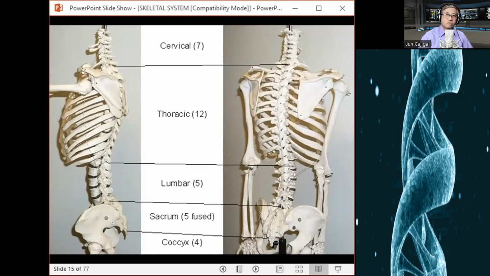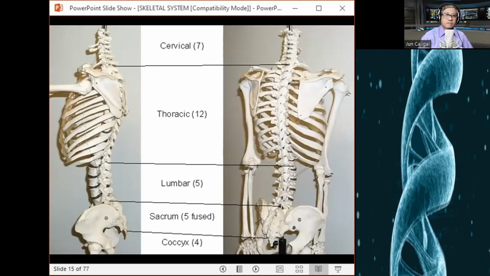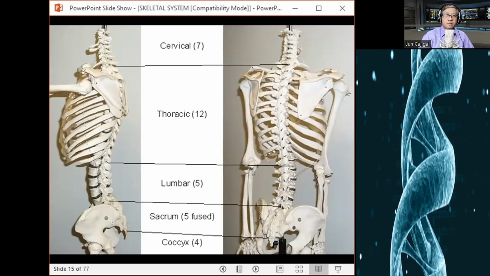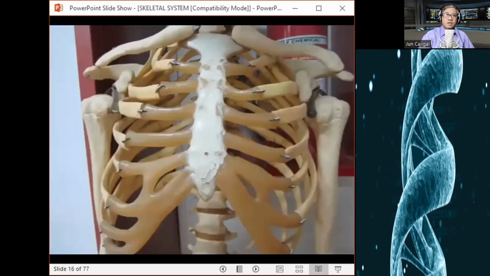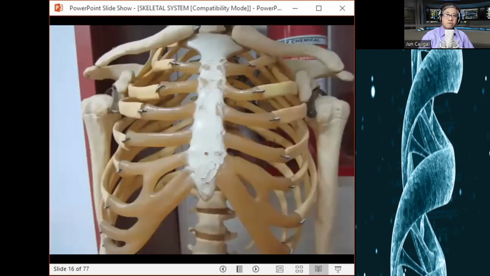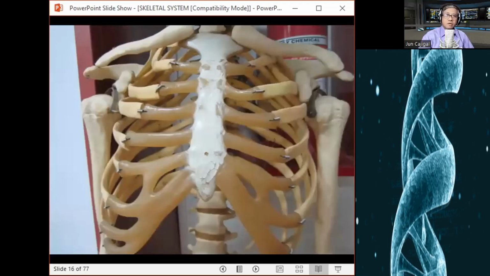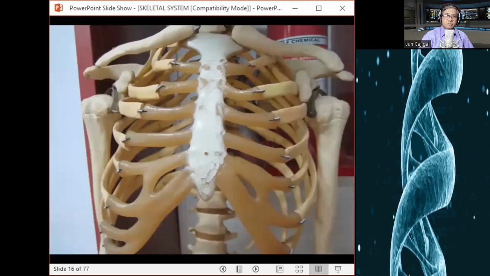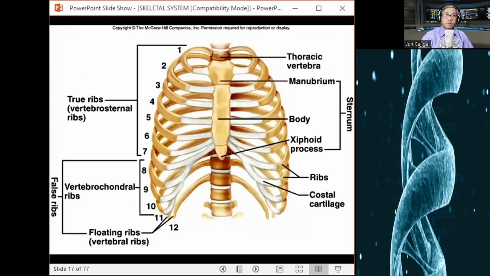The coccyx, or we call it the tailbone. So those are the bones that make up the vertebral column. And lastly, we have the rib cage. The rib cage is composed of the ribs and the sternum. Now the ribs are composed of the following.